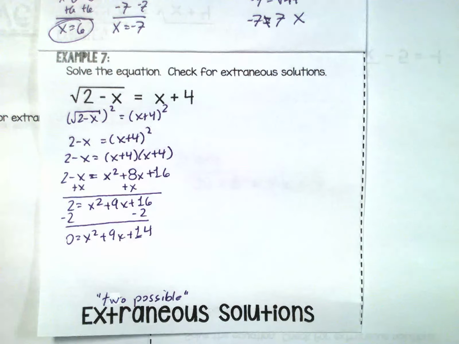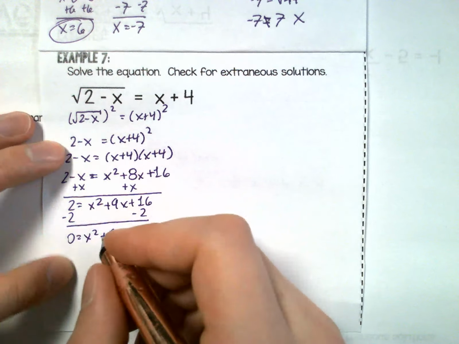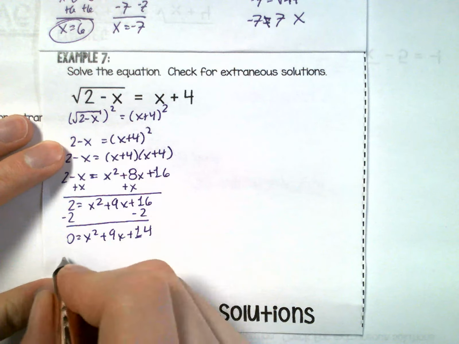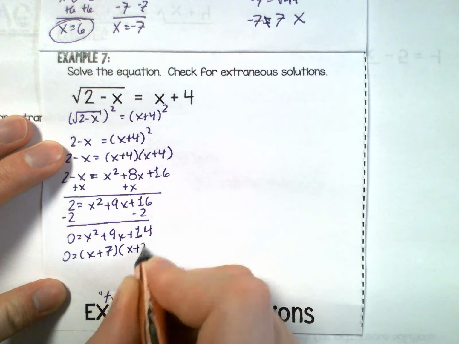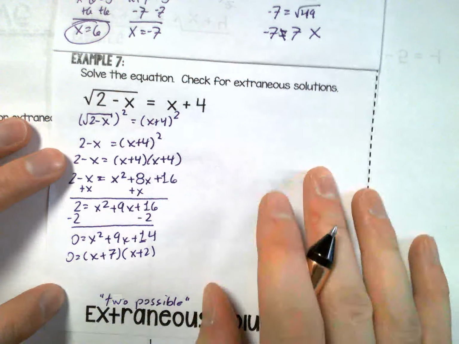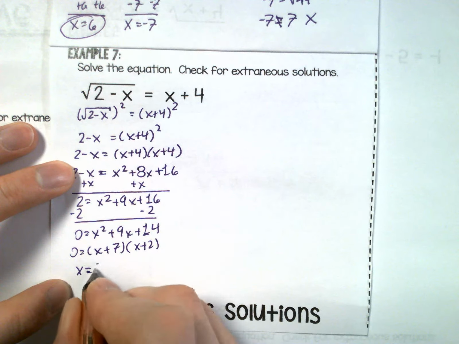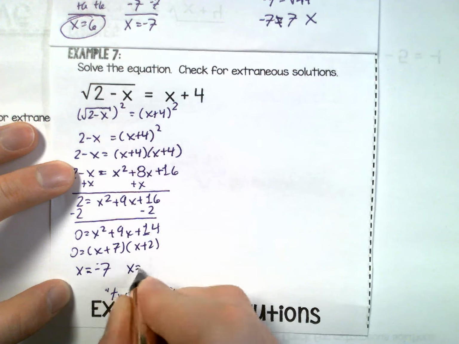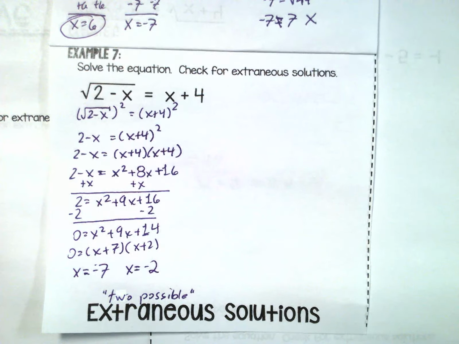Two numbers that multiply together give me 14, add together give me 9. Easiest ones are which ones? 2 and 7. So we're going to have 0 equal to (x plus 7) times (x plus 2), which means if I set them equal to 0, I should get x equals negative 7 and x equals negative 2. Okay? I'm not going to really jump that space.